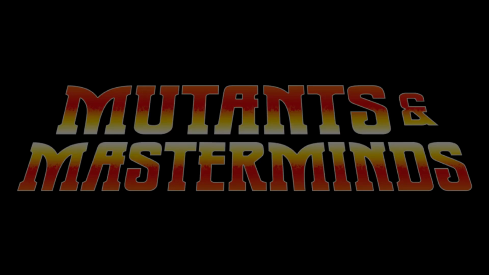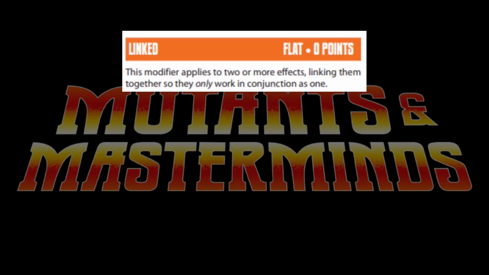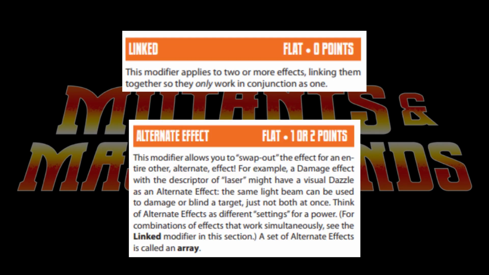A small video here, and an addendum to my previous video on making powers. Two more important tools for Mutants and Masterminds tool belt are linked powers and alternate effects. Linked powers, as the name implies, allows you to link two powers together so they operate as one. Alternate effects function as different settings for the same kind of power, offering flexibility of powers at negligible cost.